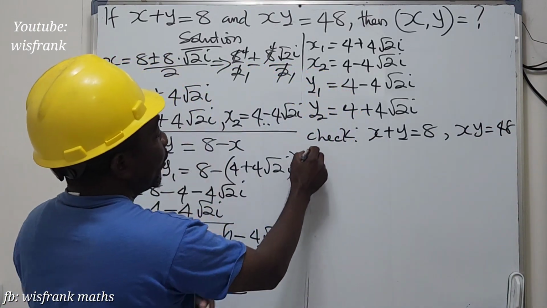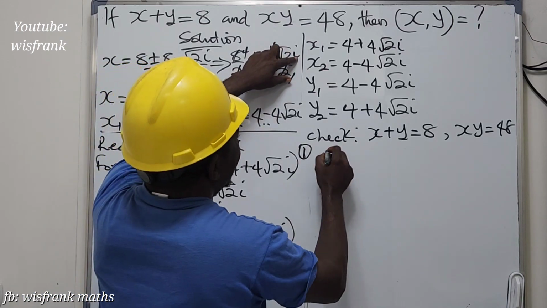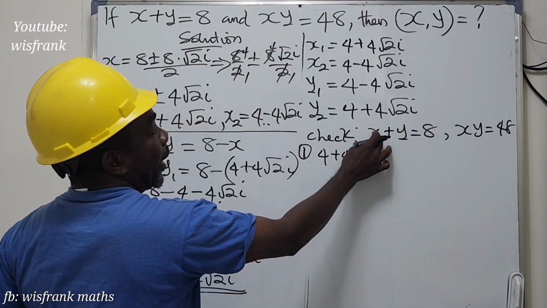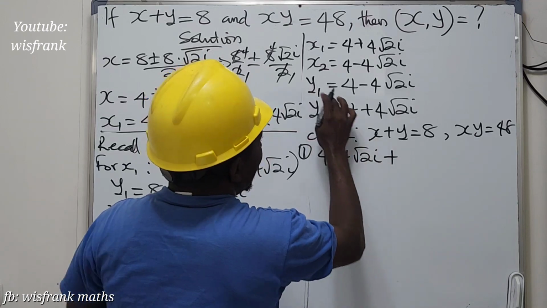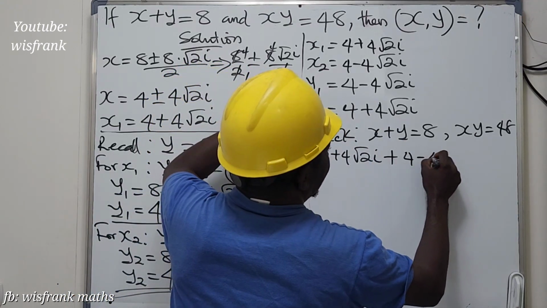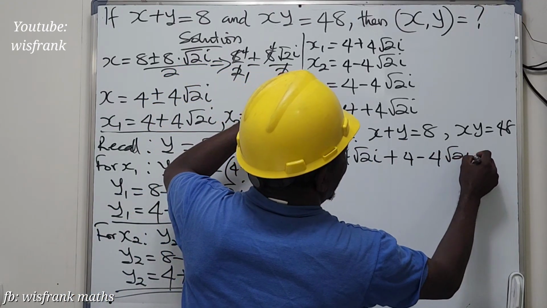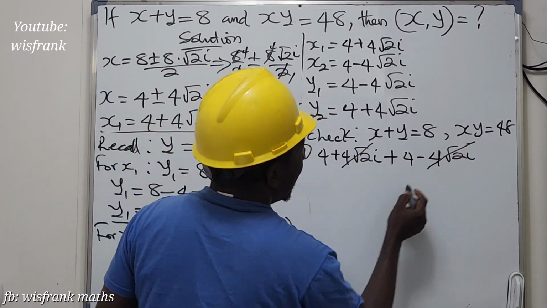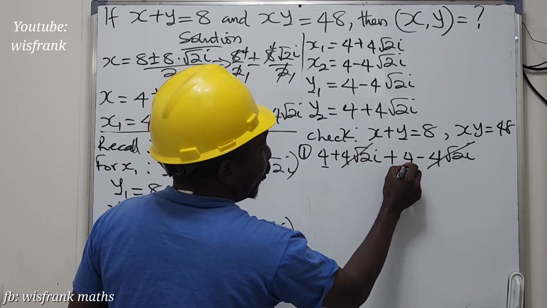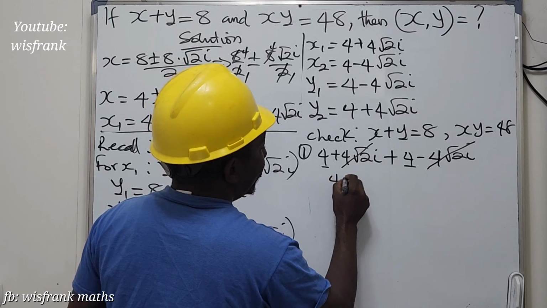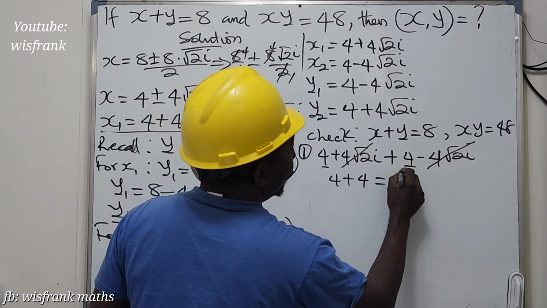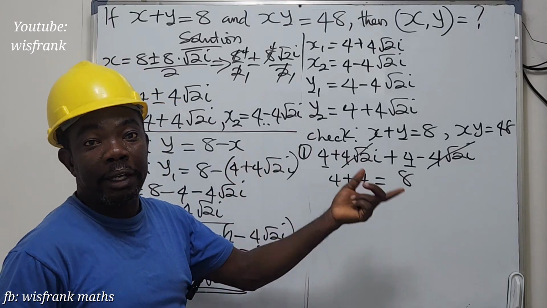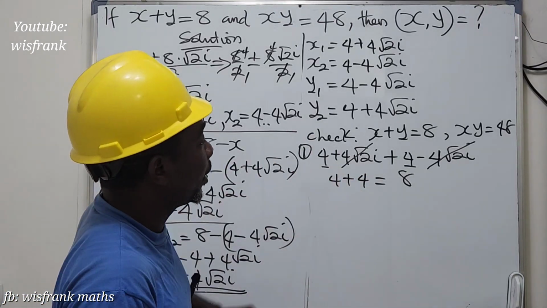From here, let's take for x1. Then we have 4 plus 4 root 2i for x, then we have plus y, which is 4 minus 4 root 2i. From here, this will cancel this. Therefore, 4 plus 4 gives us 8. Therefore, what we have on the right hand side is what we have on the left hand side. So this first one is correct.